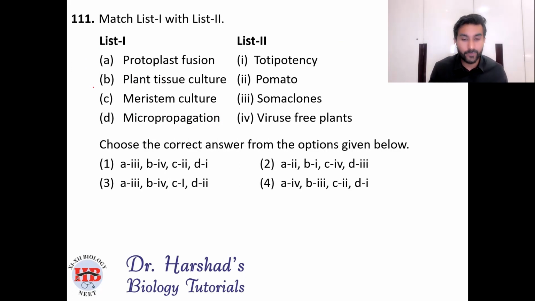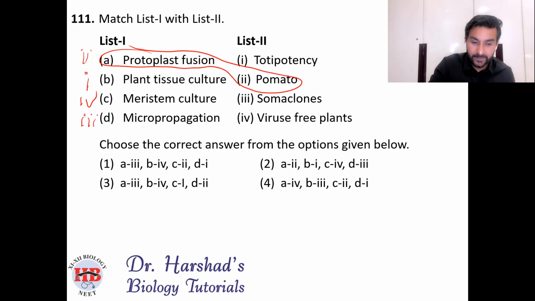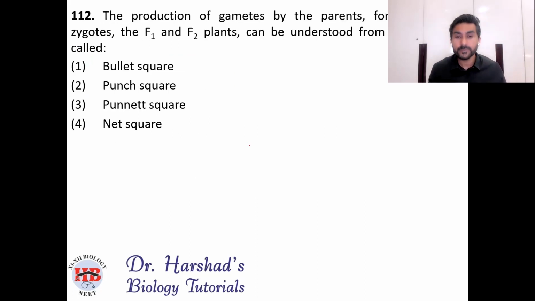Match the list 1 and 2. You've got again a match-the-column question. They've talked about protoplast fusion, which is again pomato, a fusion of potato and tomato. You have plant tissue culture, which is based on the property of totipotency. So A would be 2 and B would be 1. You have meristem culture, which helps to give rise to plants which are virus-free and disease-free. So C would be 4. Micropropagation is a kind of vegetative propagation, so it gives you something called somaclones, if you remember the points about tissue culture. So A would be 2, B would be 1, C would be 4, and D would be 3. That's option number 2. We go on to the next question.